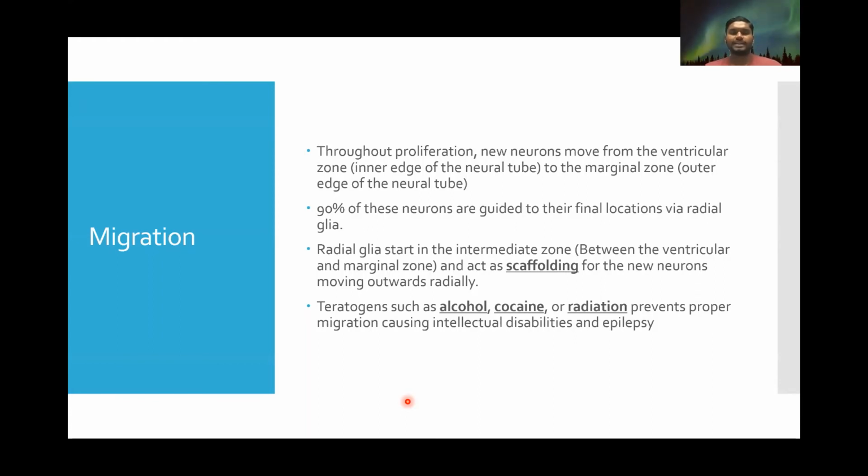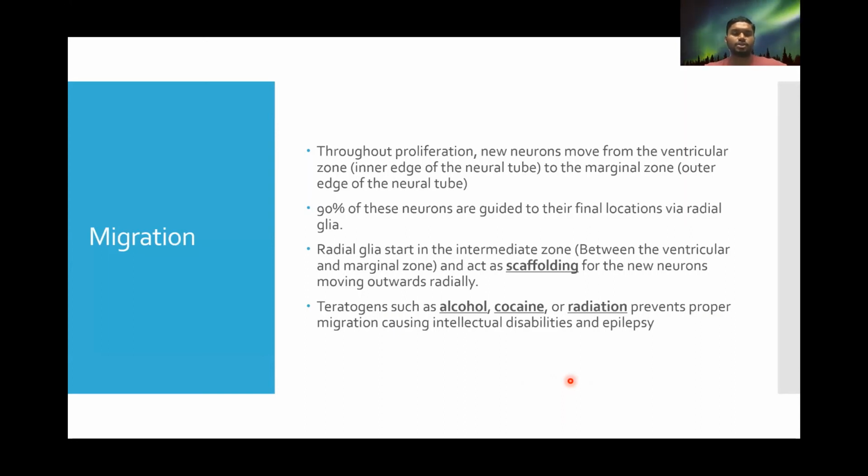Now in studies, it's been shown that 90% of these neurons are guided to their final destinations via radioglial cells. Radioglial cells are formed in the intermediate zone, right? This is the zone between the ventricular and the marginal zone. So the innermost zone is the ventricular zone, the middle zone is the intermediate zone, and the outermost zone is the marginal zone, right? Now these radioglia act as scaffolding for these new neurons to move outwardly, radially, towards the outer layer. However, there are certain teratogens, such as alcohol, cocaine, or radiation, which can prevent proper migration of these neurons.